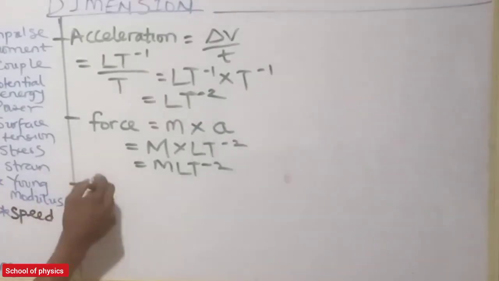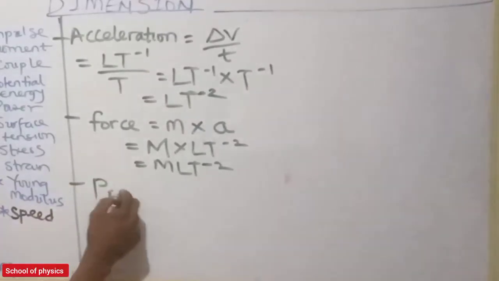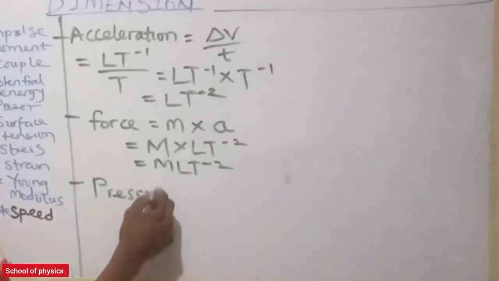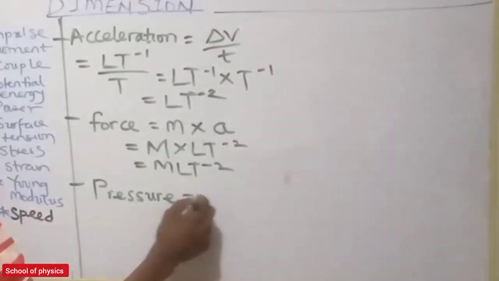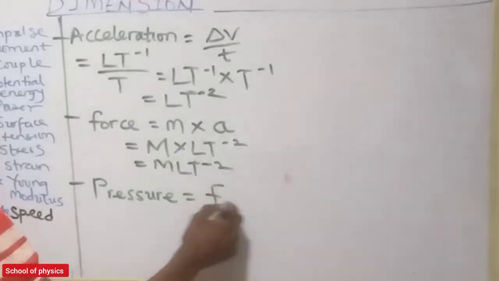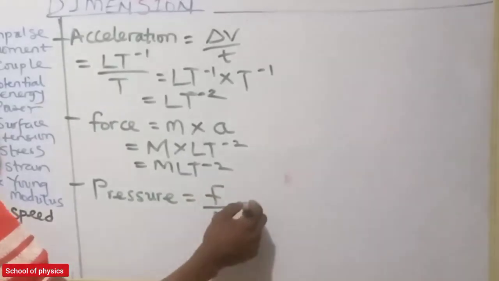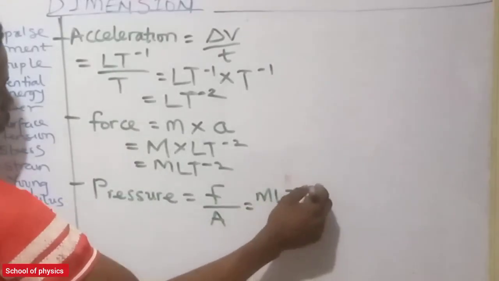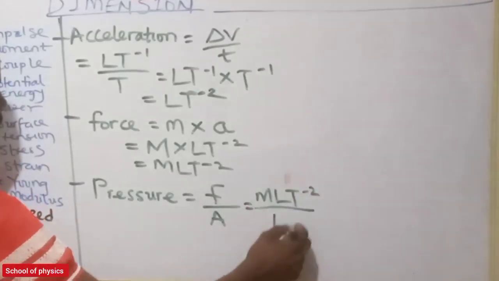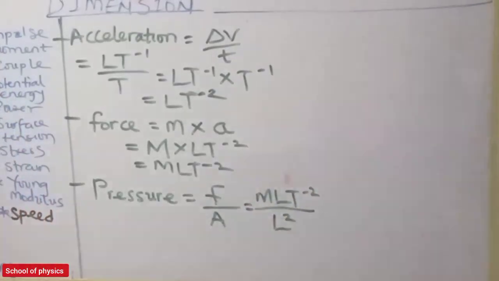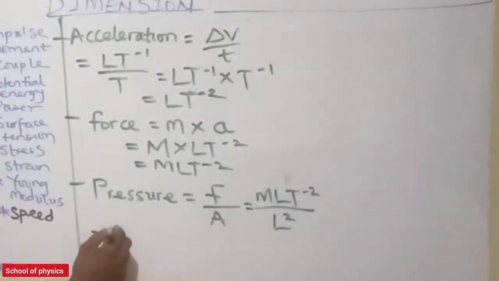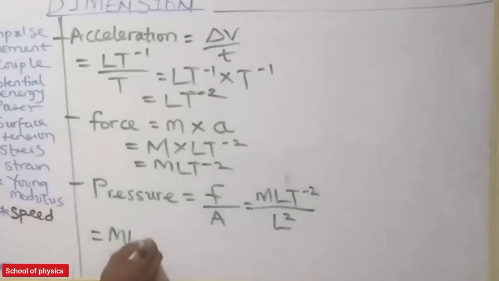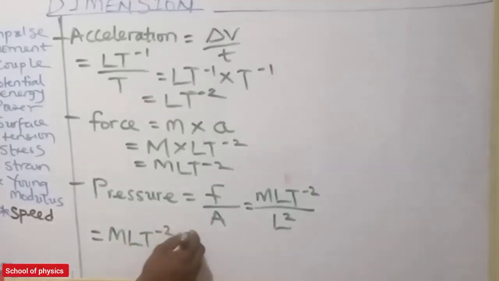Next on the list is pressure. Pressure is the force per unit area of a substance. So that should be force over area. Force is MLT minus 2 over L square, which is our area. Now, if you are to write that out in a straight line, it will be MLT minus 2 times L raised to the power of minus 2.